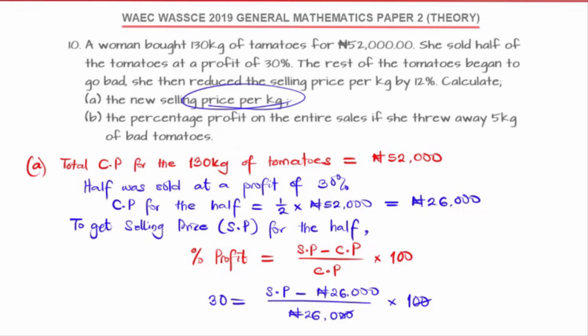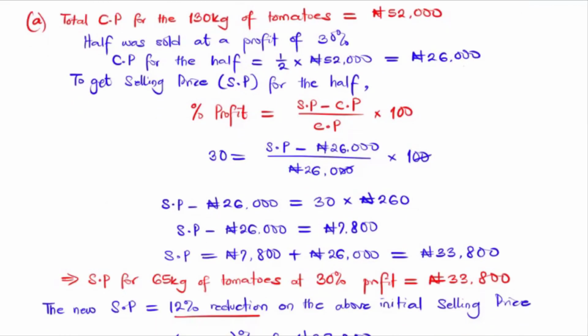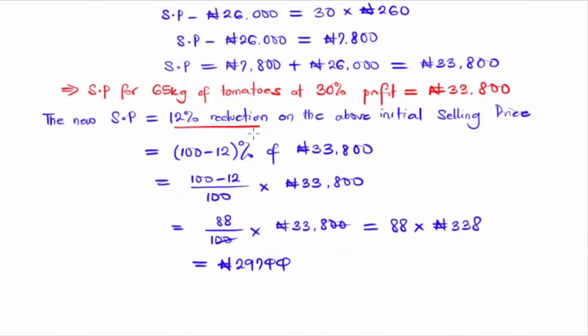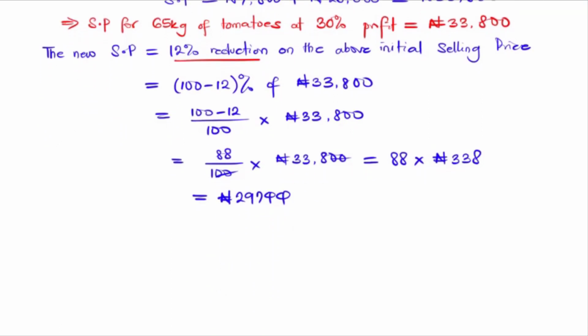But we have to find the new selling price per kilogram. And that is where this question is technical. Look at the steps that we need to take by taking heed of the instruction that we are given. What we got initially was for 65 kilograms of the tomatoes. So this amount is 29,744 naira for the other 65 kilograms that was going bad.